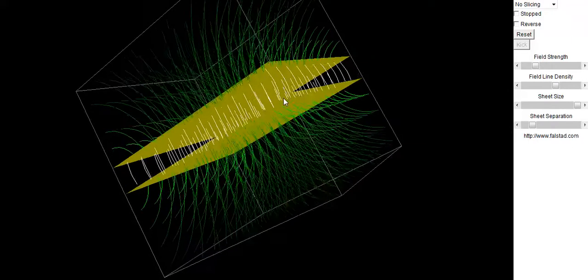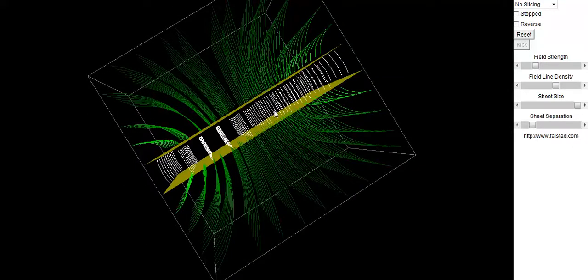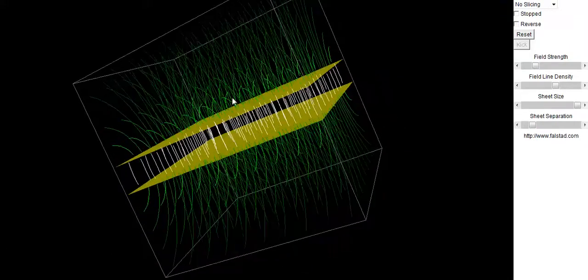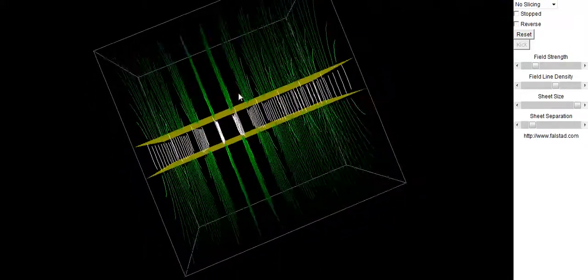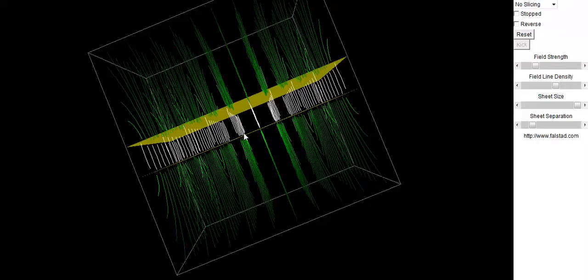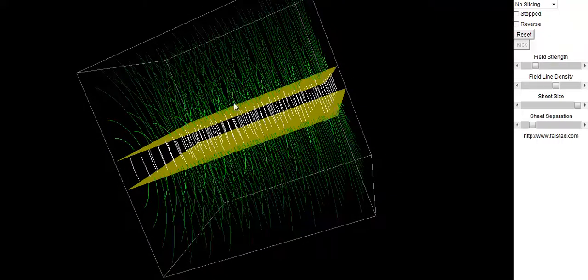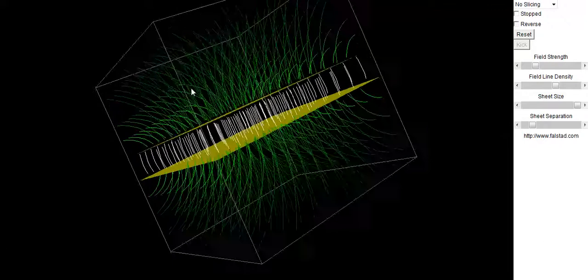Anyways, the white part again means that the field is very strong, and the green part means the field is weaker. What's kind of neat here is you can see that in between these two plates, the field looks pretty uniform, pretty straight. You only have these white pillars that are almost perpendicular to the two plates, and far away from it, the field is actually quite weak.